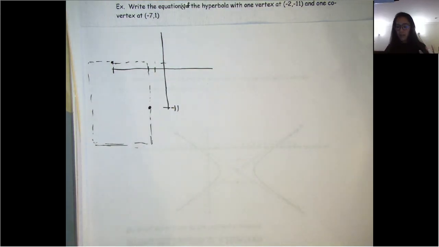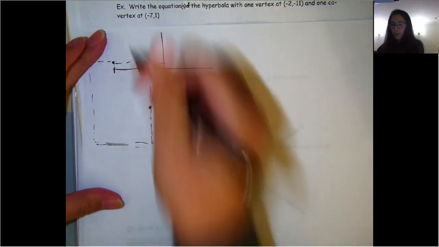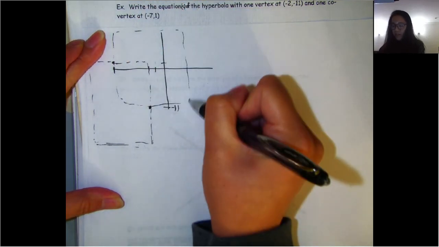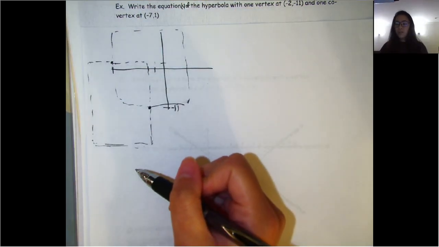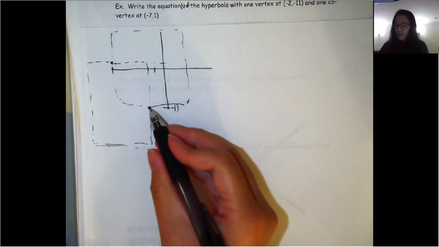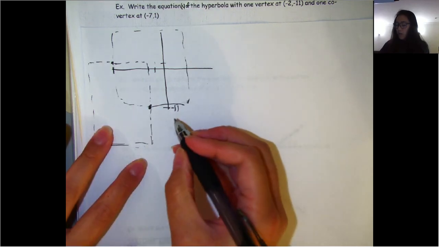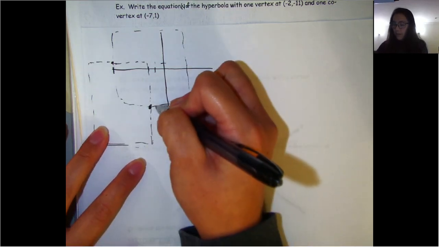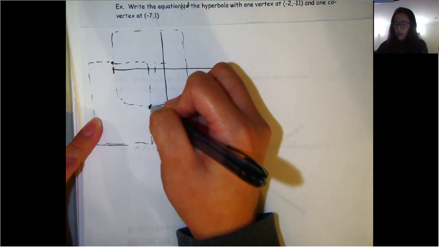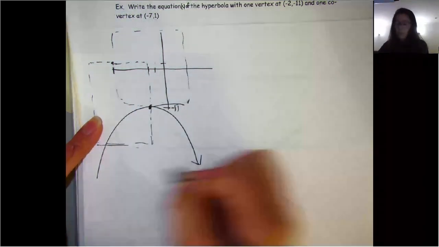If I draw a rough sketch of my box, I realize that there are two possible boxes I could have drawn. I could have drawn a box over here, and I could have drawn a box over here. And so it's going to be two different types of hyperbolas. Knowing that this is the vertex, one possibility is a vertical hyperbola. In that case, you would have something that looks vaguely like this, and of course that goes off the paper a little bit.